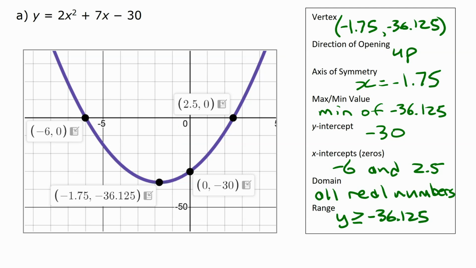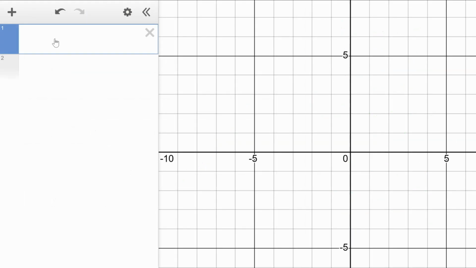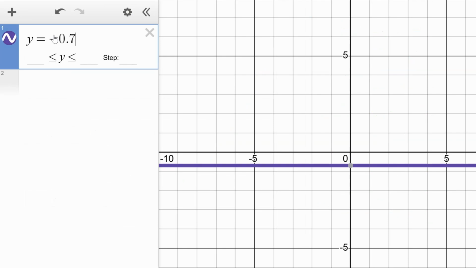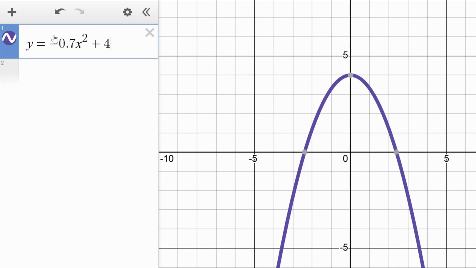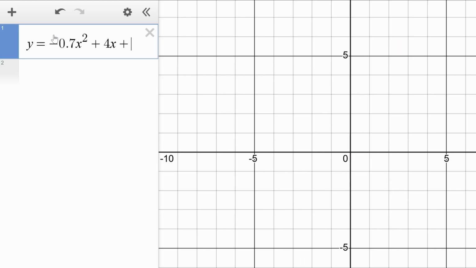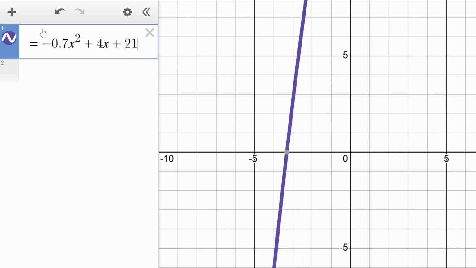All right, let's do another one. All right, so like last time, we'll start by putting our function in, which was y equals negative 0.7x squared plus 4x plus 21. And like before, we can't see the whole graph. We can see even less of it this time. We can see just this one part of one side of it.